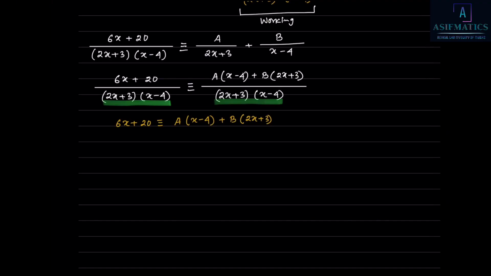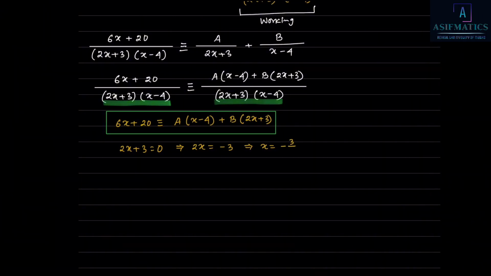As I said, every time we will get this equation, and now our job is to find out a and b. So to find out a and b, we can take 1 by 1 factor and make it 0. Let's take the first factor as 2x plus 3 equals 0. If we take 2x plus 3 as 0, directly we can get our value of a. So 2x equals minus 3, or x equals minus 3 by 2.